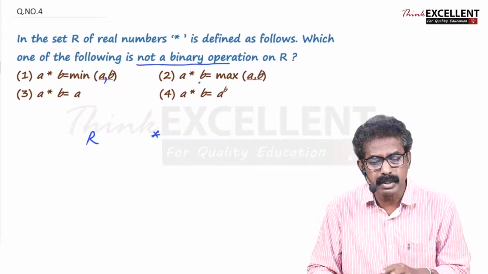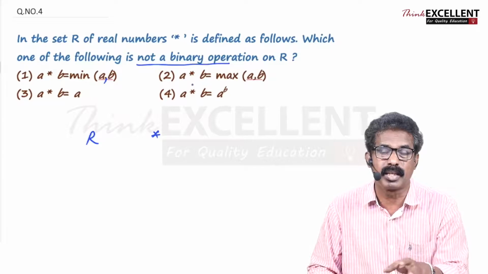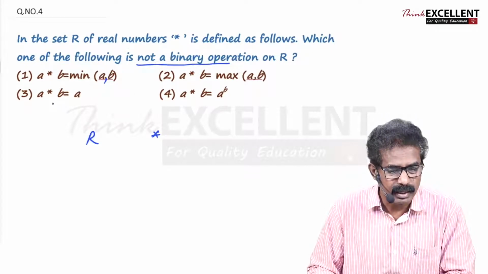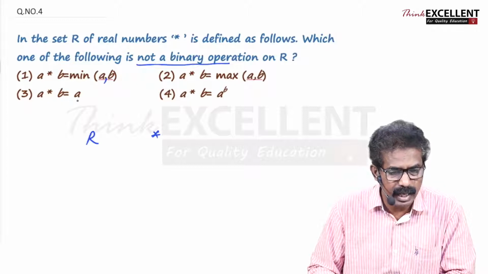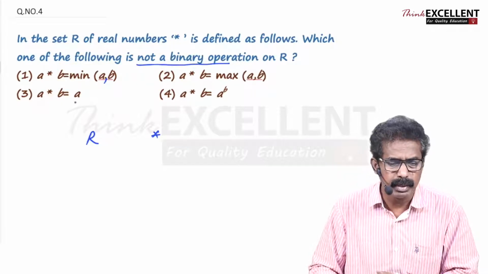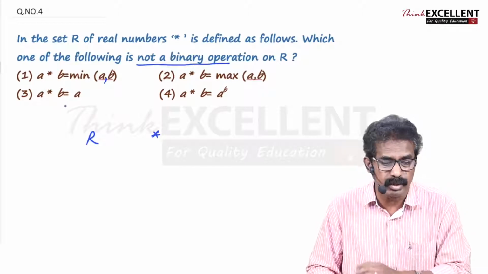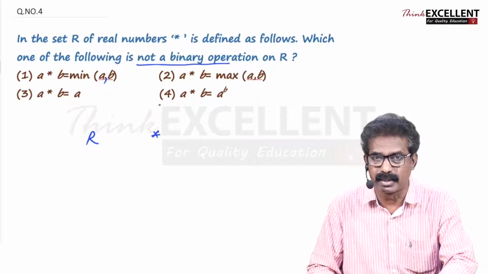Second option, A star B is the maximum of A comma B. So the greater value you are going to write, among those two, only one answer. The next one, A star B is equal to A, the first number. A and B belong to R, then A star B equals A, which also belongs to R. But the fourth one should be the answer, right?